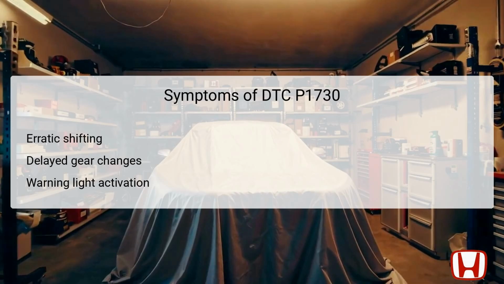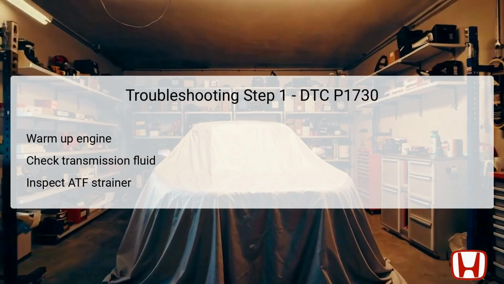Begin the troubleshooting process for DTC P1730 by initially warming up the engine to its normal operating temperature. This entails allowing the radiator fan to activate, indicating the engine is sufficiently heated. Next, ensure that the automatic transmission fluid, ATF, is at the proper level, and check for any fluid leaks that may be contributing to low transmission fluid levels.